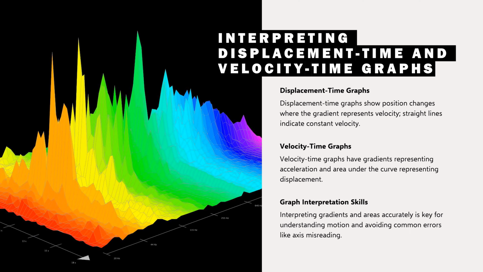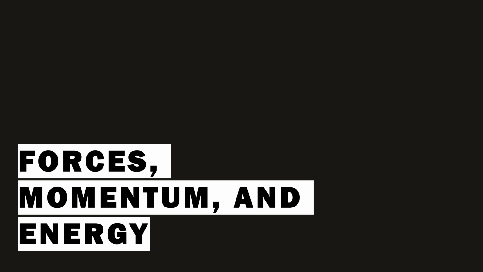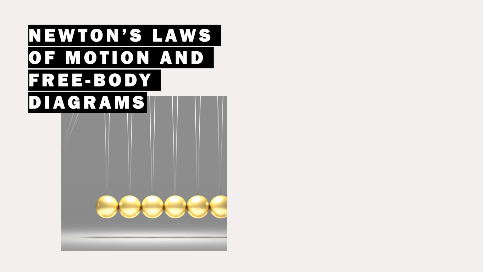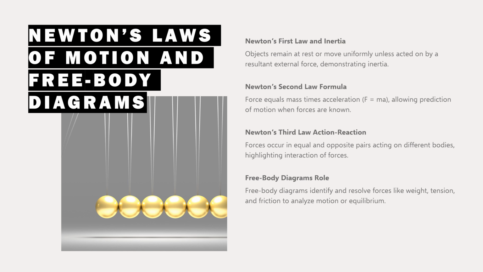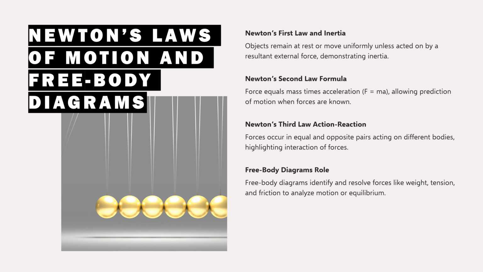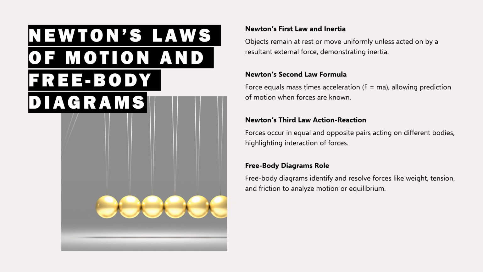Acceleration time graphs may also be encountered, where the area under the graph gives the change in velocity. Newton's laws of motion and free body diagrams, momentum, impulse, and conservation laws, work, energy, power, and efficiency. Newton's first law states that an object remains at rest or moves with constant velocity unless acted upon by a resultant external force, introducing the concept of inertia.